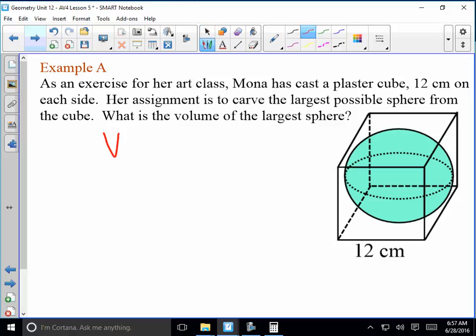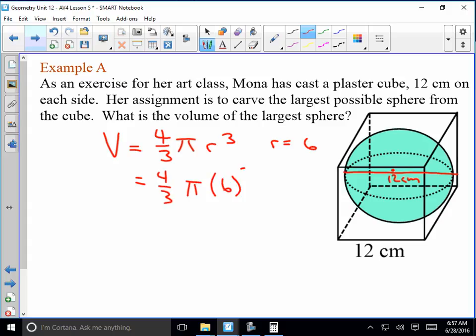So now, when we look at the volume formula for the sphere, 4/3 pi r cubed is our volume formula. We've got a diameter side to side of 12 centimeters, so we need to break that into a radius of 6. So now, for finishing our volume, we've got 4/3 pi 6 cubed.